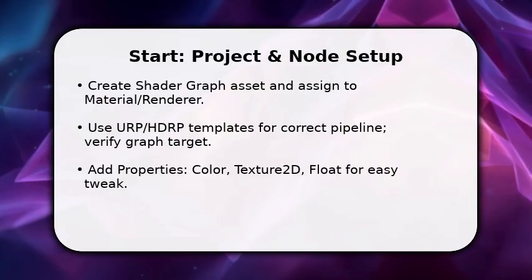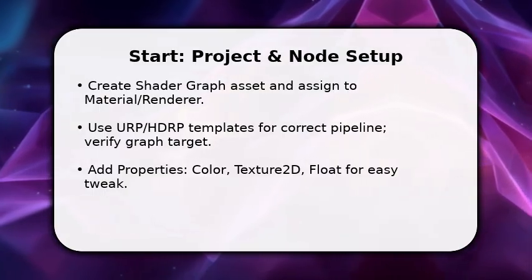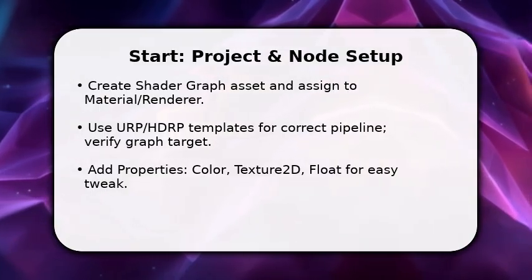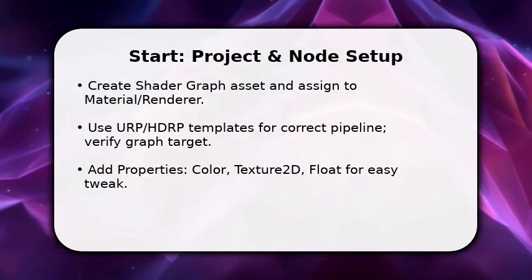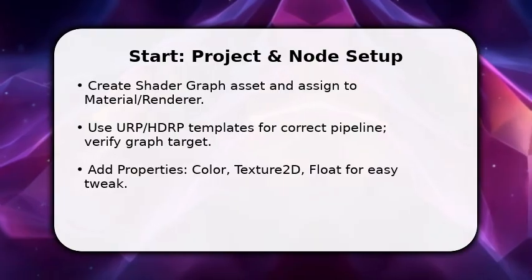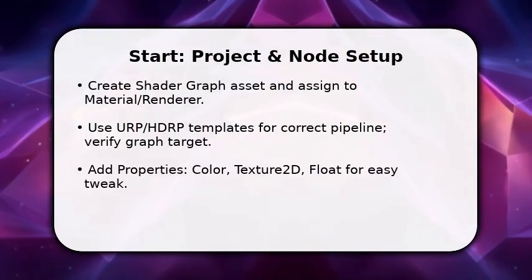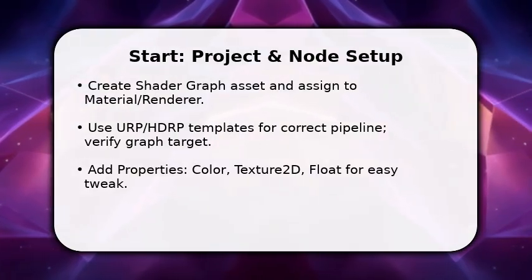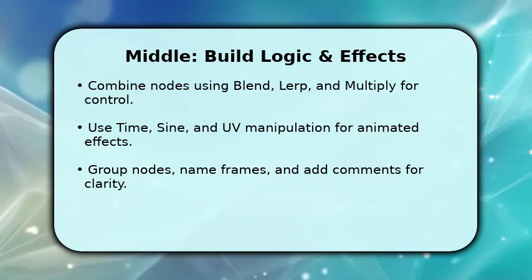Add properties like color, texture 2D, and float to expose parameters in the inspector. Once done, add a sample texture 2D node and connect outputs to a PBR master or fragment master to start shaping your surface. Now you construct the core logic.